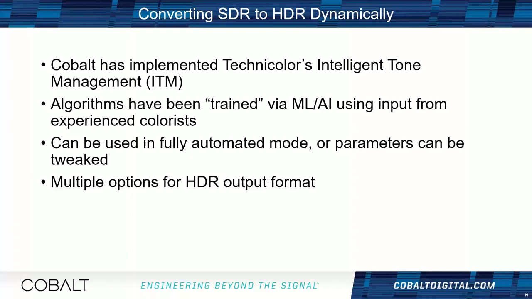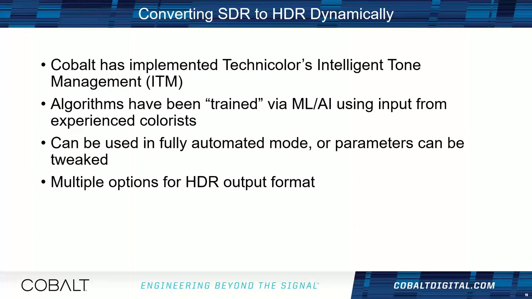So if you have an SDR signal and you want to convert that to HDR, the HDR information doesn't exist there. It wasn't captured. This is just like converting black and white to color. It's just not there, so you need to make it up. Normally, you have a trained colorist to go look at it and say, okay, this is how it should look like. That's the dynamic way.